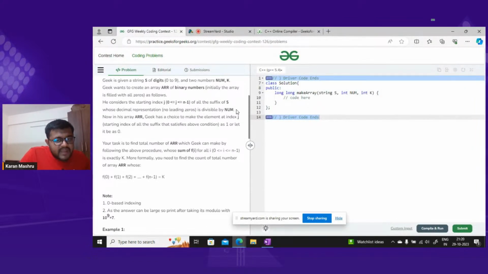No leading zeros means that if there are leading zeros in the suffix, when you convert it into its decimal representation, the leading zeros will go. Now in this array ARR, geek has a choice to make the element at index j, the starting index of all the suffixes that satisfy the above condition, as 1 or let it be 0.